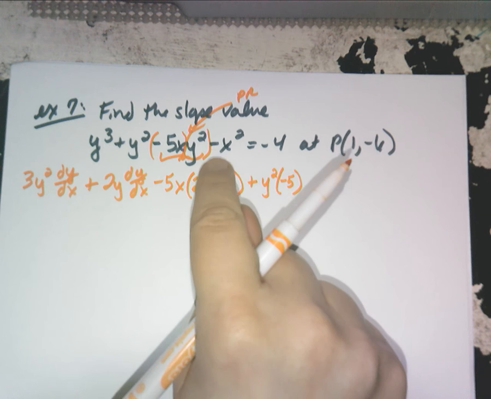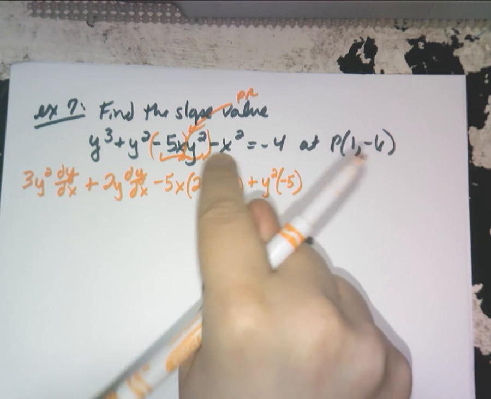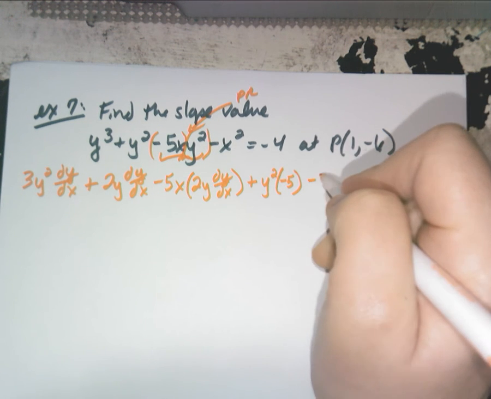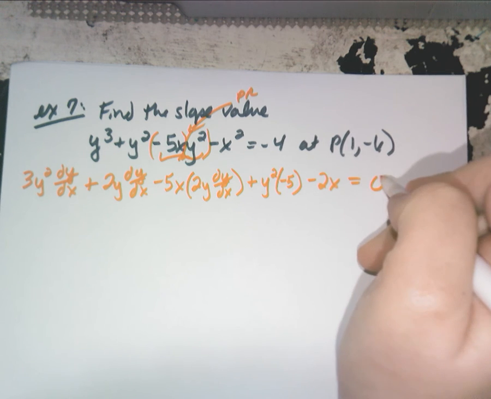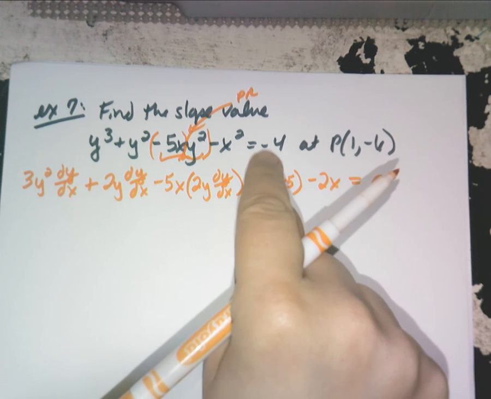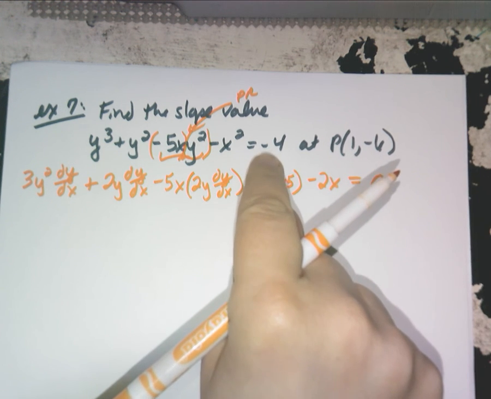What's the derivative of this one, now? Negative 2x. Negative 2x on the other side equals 0. I cannot stress this enough. A lot of students forget this right here. Please, it's 0 when it's just a number.